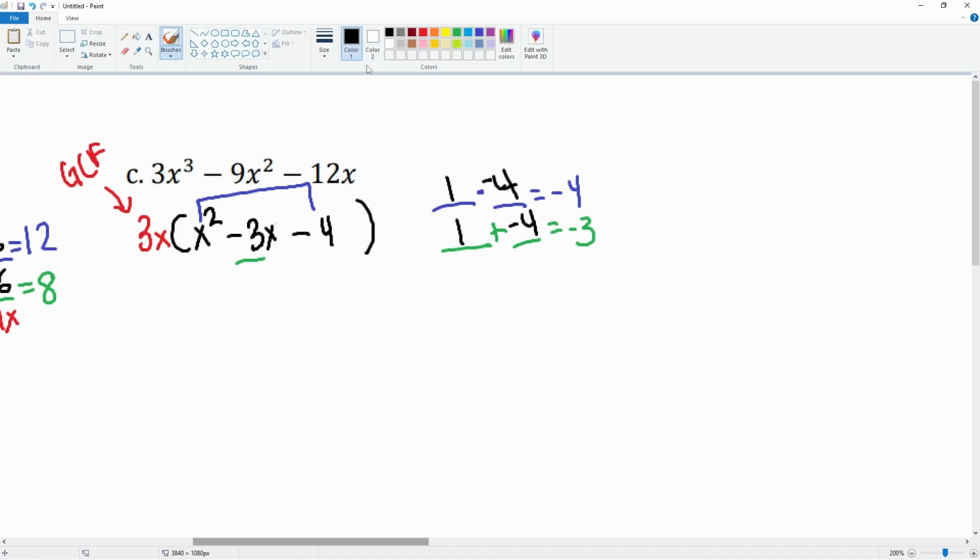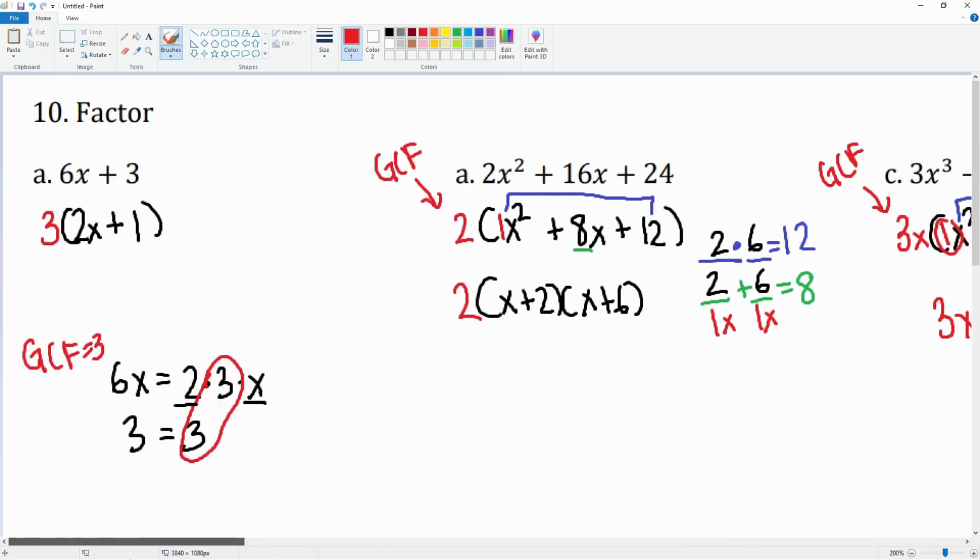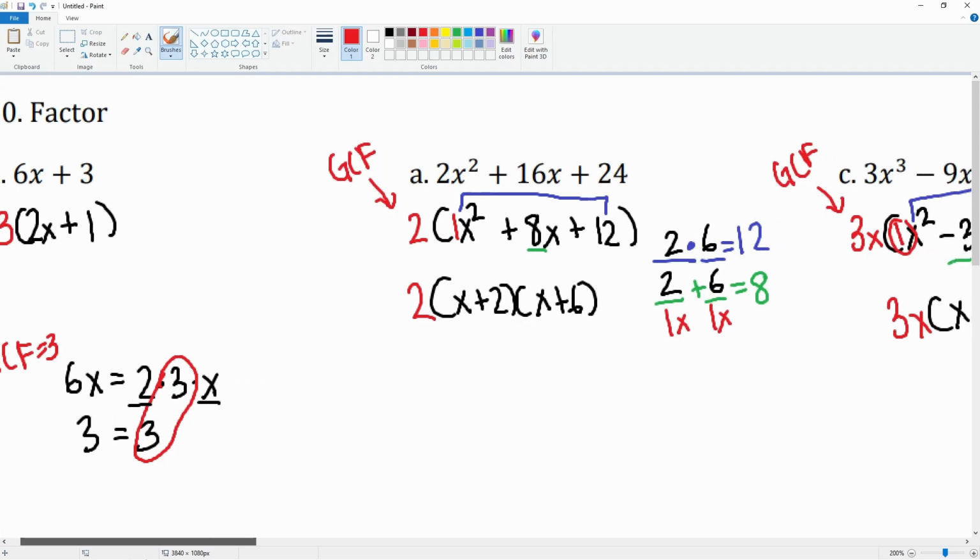Correct. So then we divide by this 1 here. So divide by 1x, 1x. Our factors are x plus 1 and x minus 4. And bring down the 3x. All right. So there you go. That is how you factor. Notice all these have GCFs.